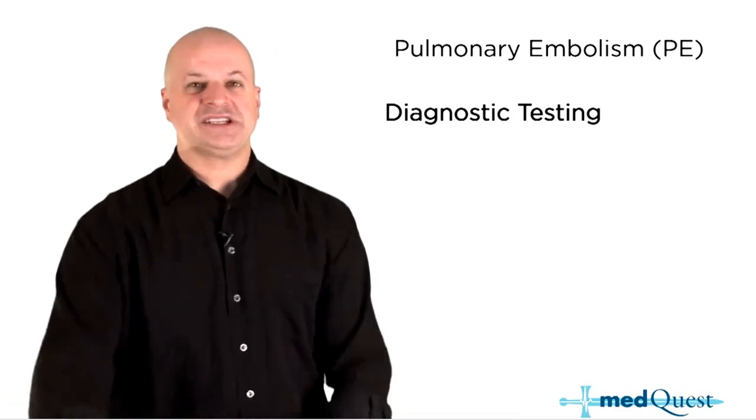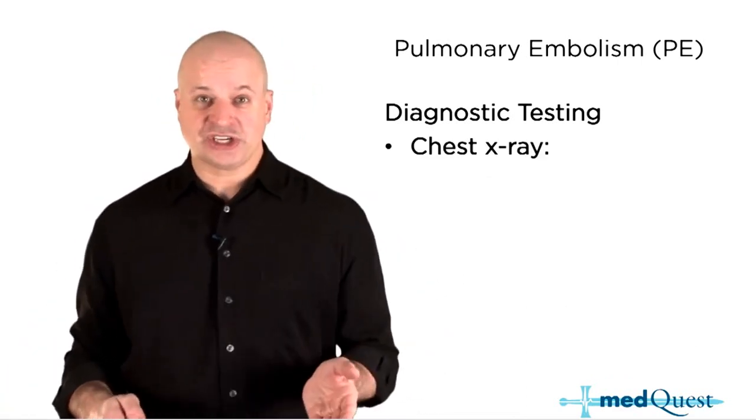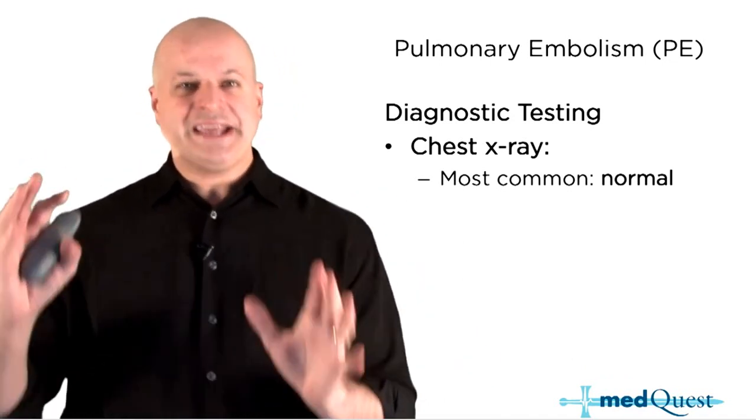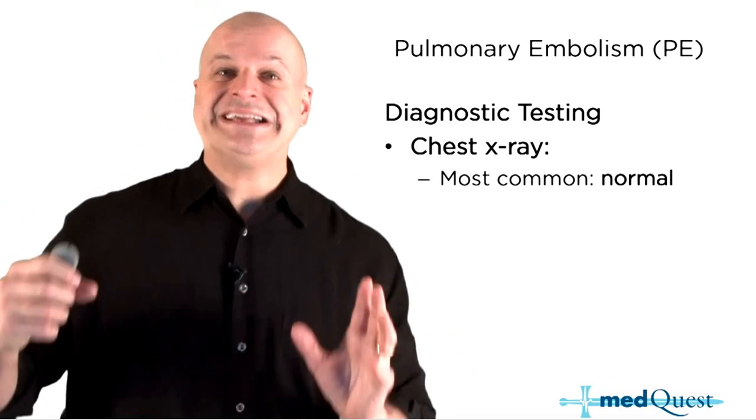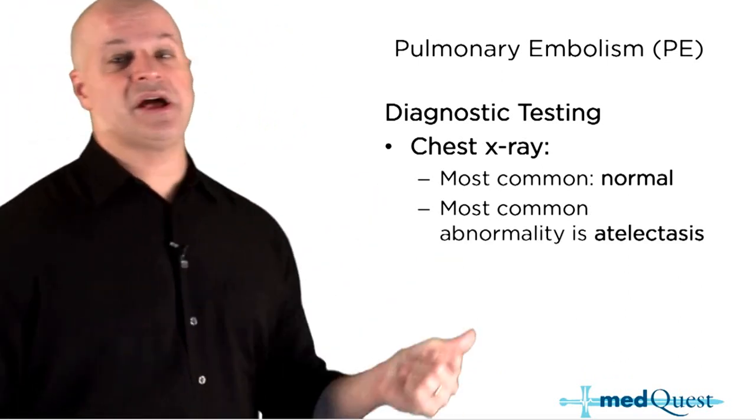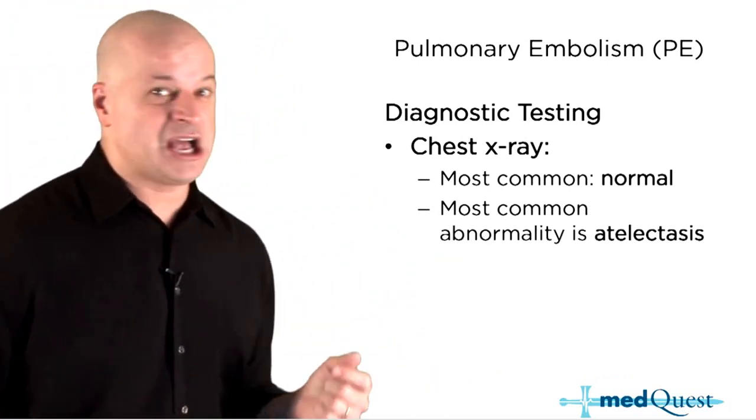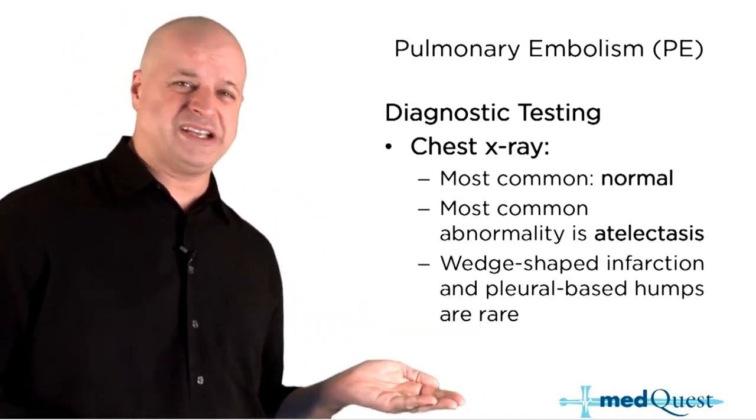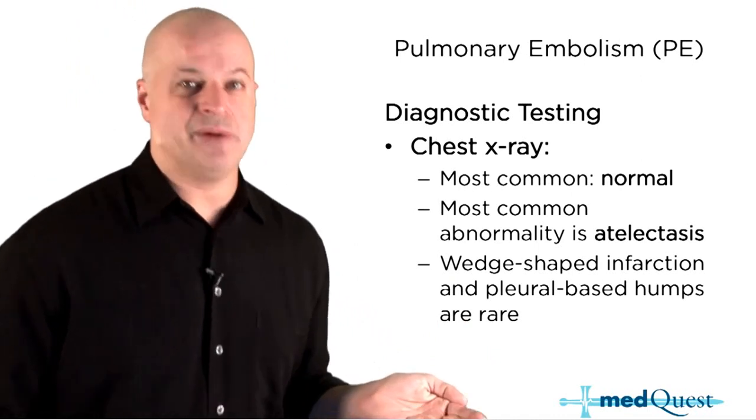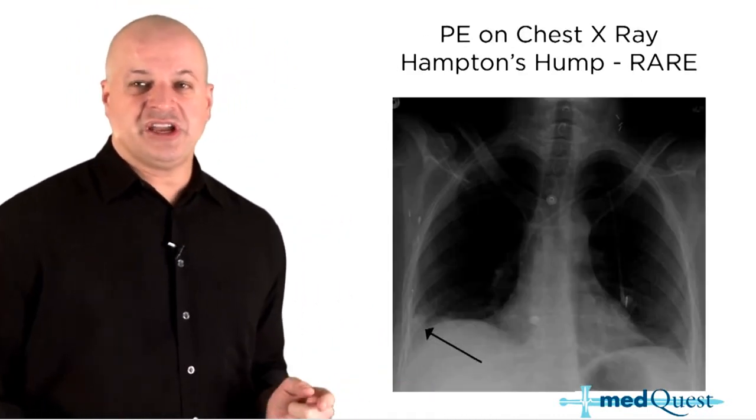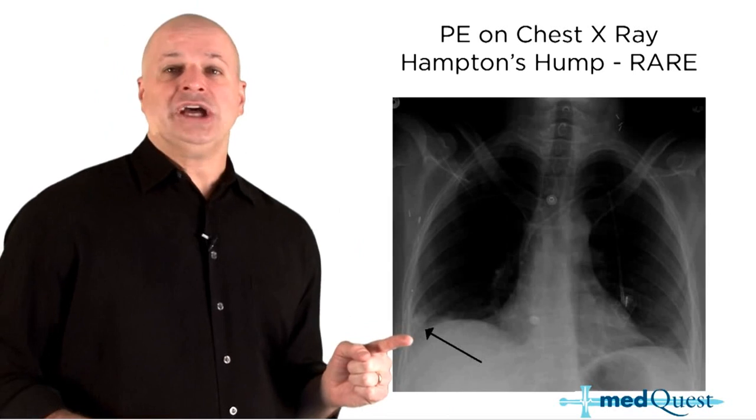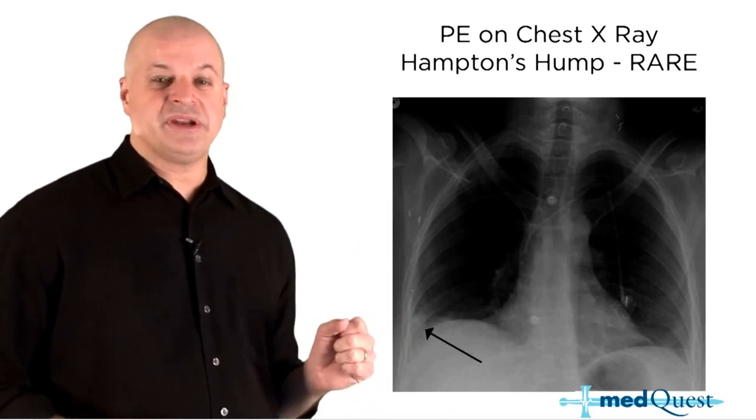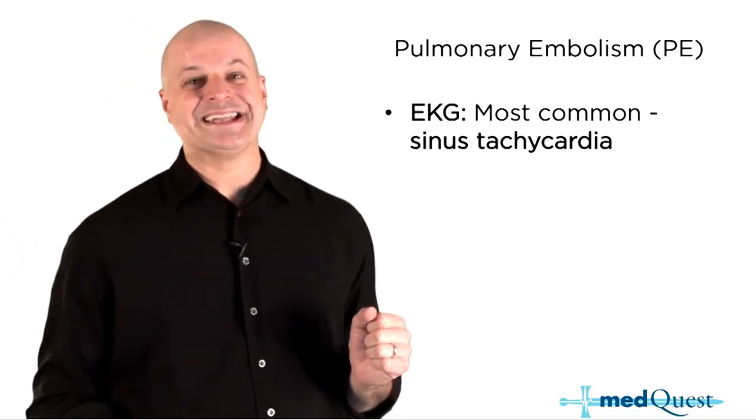The diagnostic test, the best initial test is certainly a chest x-ray, and the most common x-ray is normal. Now here's the next question. Yes, the most common x-ray is normal, but when there is an abnormality, the most common abnormality is atelectasis. The most common abnormality is not Hampton's hump, a wedge-shaped infarct or pleural-based infarct. That's not the most common abnormality. Now, here it is. There it is. So that is found, but it's not as common as simple old-fashioned atelectasis.